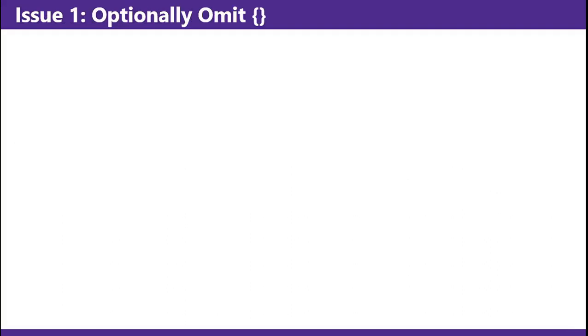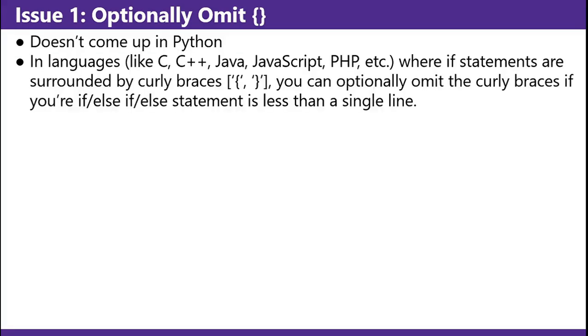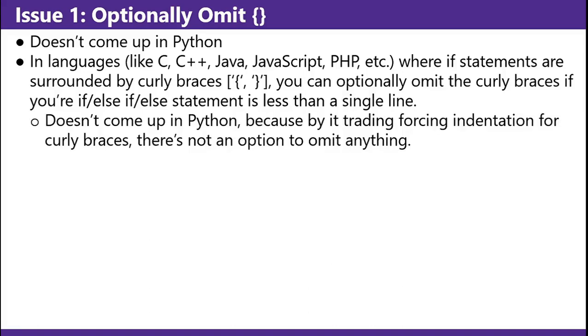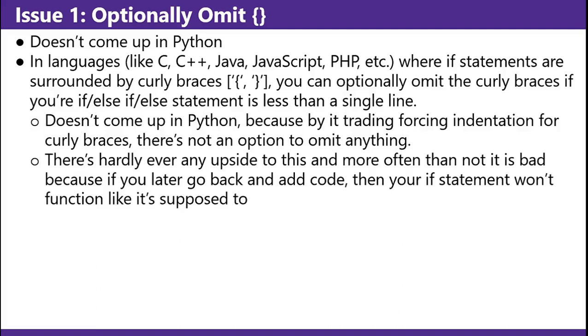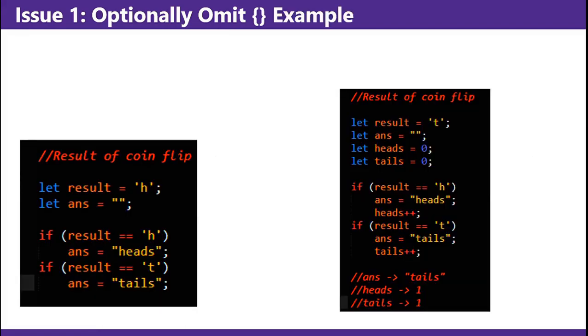The issue number 1 that comes up with ifs is optionally omitting curly braces. This doesn't come up in Python. In languages like C, C++, C#, Java, JavaScript, PHP, etc., where if statements are surrounded by curly braces, you can optionally omit the curly braces if your if, else statement is less than a single line. This doesn't come up in Python because by trading forcing indentation for curly braces, there's not an option to omit anything. There's hardly ever any upside to this, and more often than not, it's bad because if you later go back and add code, then your if statement won't function like it's supposed to.